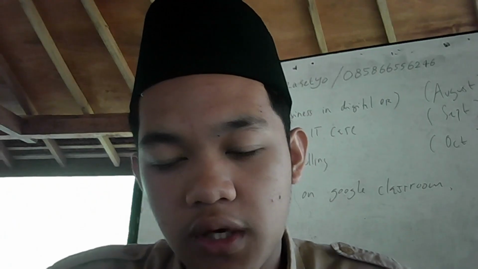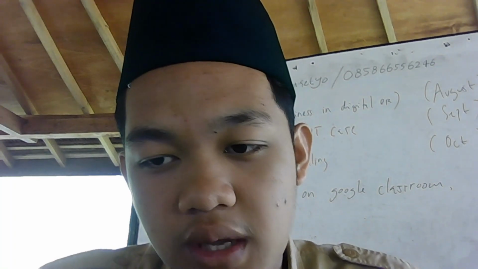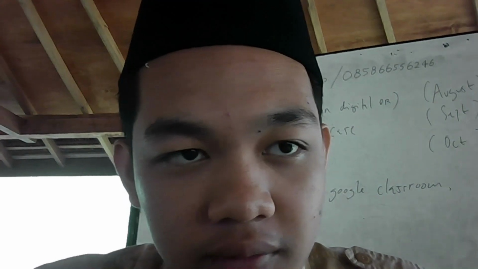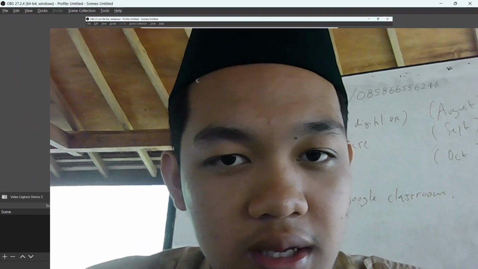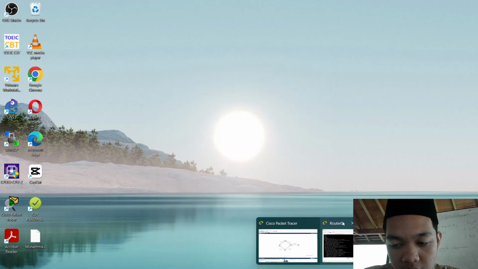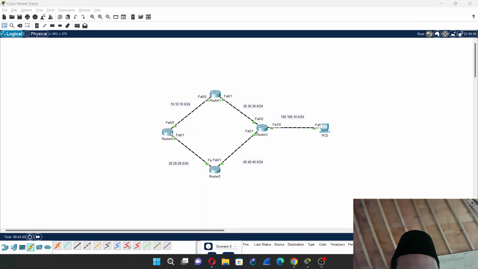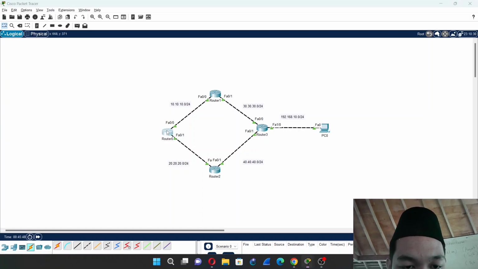Okay, next, how to code the metric. I have Cisco Packet Tracer. First you open the Cisco Packet Tracer, and then this one. I have a topology with routers and one PC. We have to route from the higher router or from the lower router.